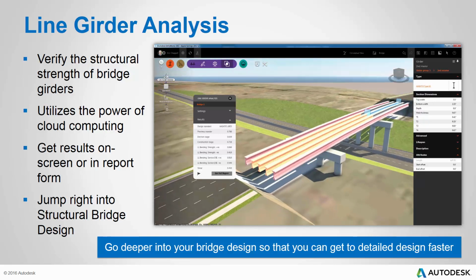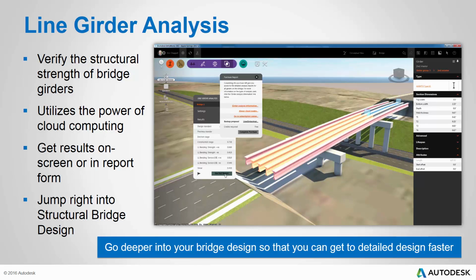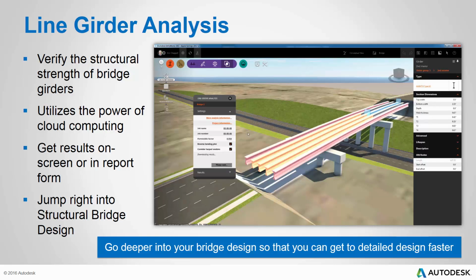Now, if I want to get more detailed information about this girder analysis, I can click the Get Full Report button, which links me to a purchase dialog, which currently is free, so I can simply click Complete Purchase, and a detailed report will be produced for me.